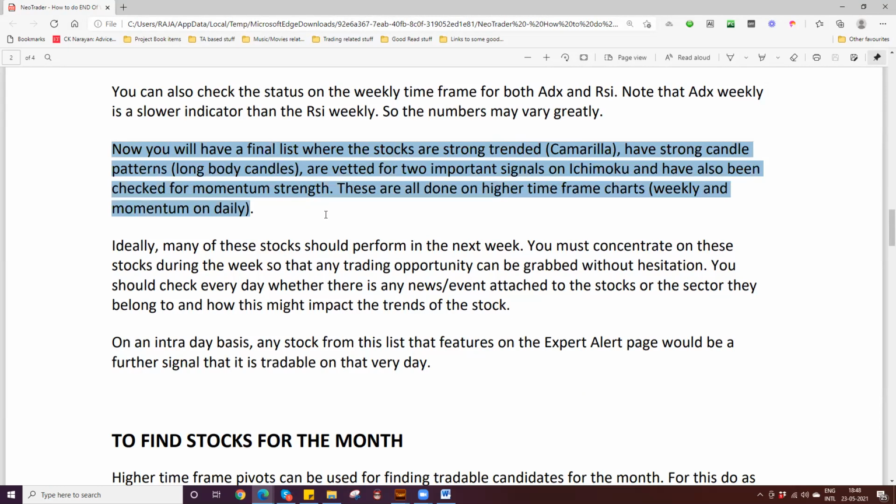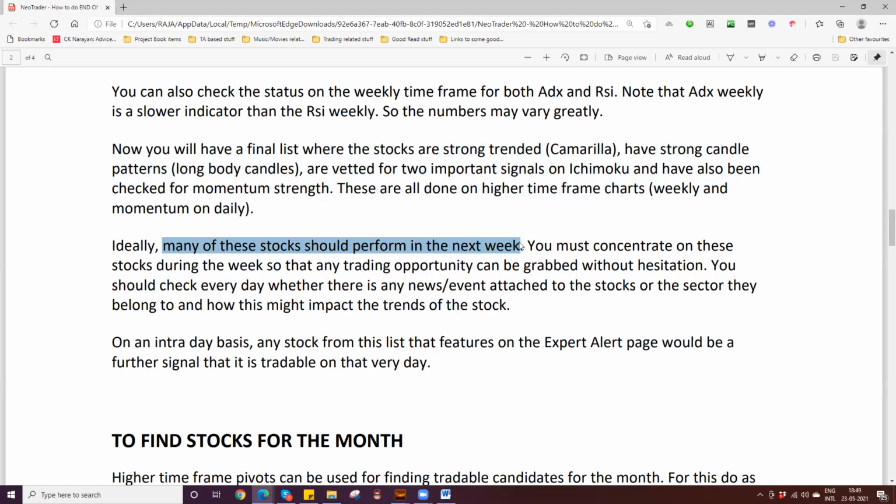Okay, this is where you will reach, which says that now you will have a final list where the stocks are strongly trended. We have chosen it through Camarilla. They have strong candle patterns, that is long body candles. They are weighted for two important signals on Ichimoku and have also been checked for momentum strength. These are all done on higher time frame charts, monthly, weekly, momentum on daily, etc. And once you do this, ideally, many of these stocks should perform in the following week, right? So this is what was mentioned, and this is how we have gone about it.